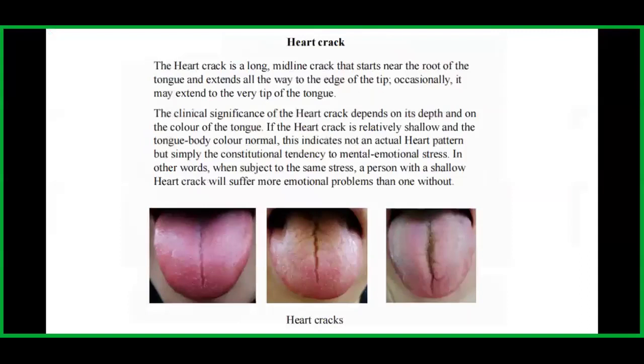The clinical significance of the heart crack depends on its depth and on the color of the tongue. If the heart crack is relatively shallow and the tongue body color normal, this indicates not an actual heart pattern, but simply the constitutional tendency to mental emotional stress. In other words, when subject to the same stress, a person with a shallow heart crack will suffer more emotional problems than one without.